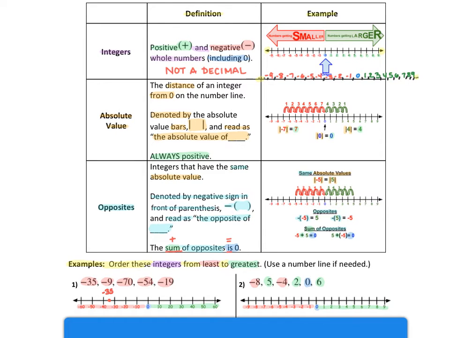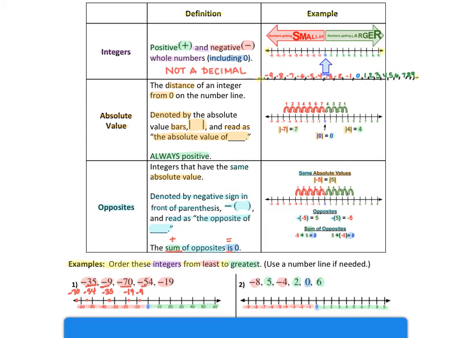All right, so then we go to our next one. We can mark it off, or you can underline it to let you know that you've already done that one. Negative 9 is going to go almost to negative 10. It's going to be in between 0 and negative 10. So here's negative 9. Negative 70 is going to go past negative 60, to the left of negative 60. So we've done these two. Negative 54 will go in between negative 50 and negative 60. Negative 19 will go in between negative 10 and negative 20.